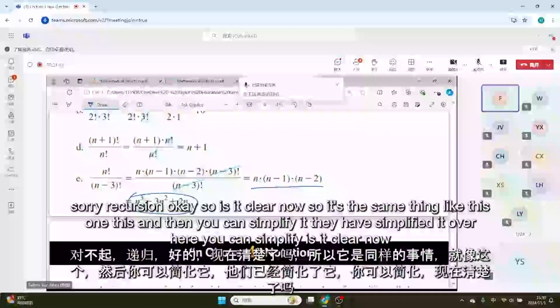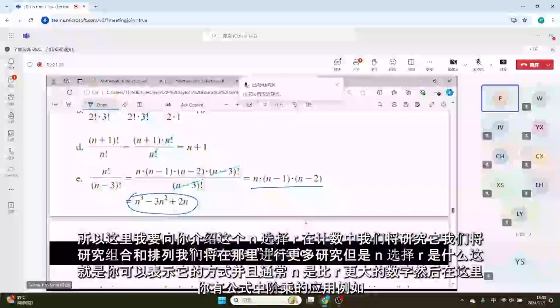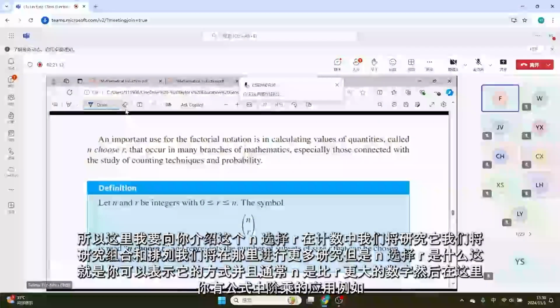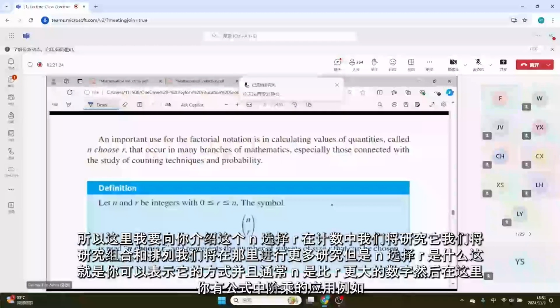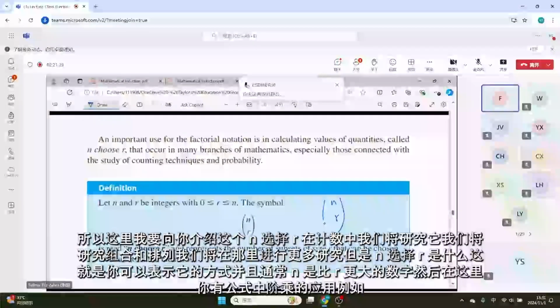Okay. Next, n choose R. So this topic is here. I'm just going to introduce you to this n choose R. In your counting, we will look into it, where we will study combinations and permutations. There we will study more. But what n choose R is, this is how you can represent it. And usually n is a bigger number as compared to R.